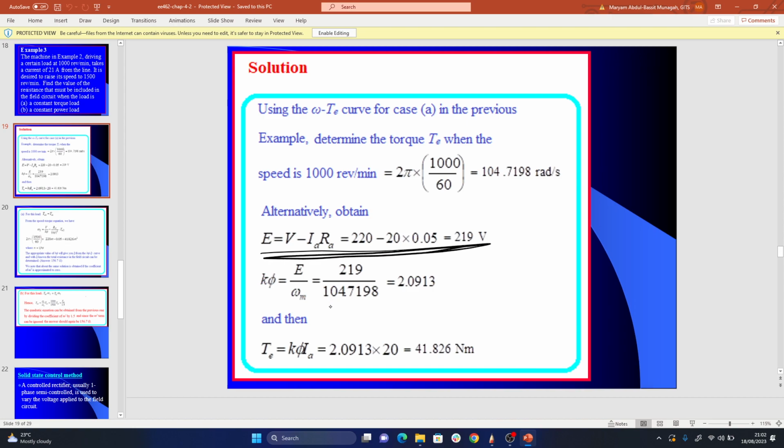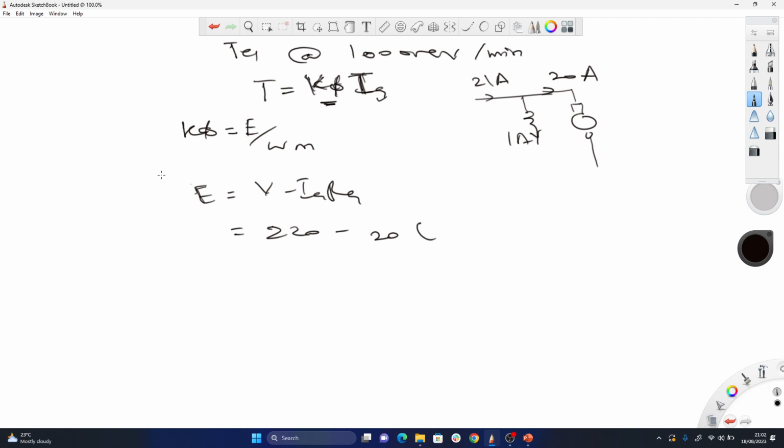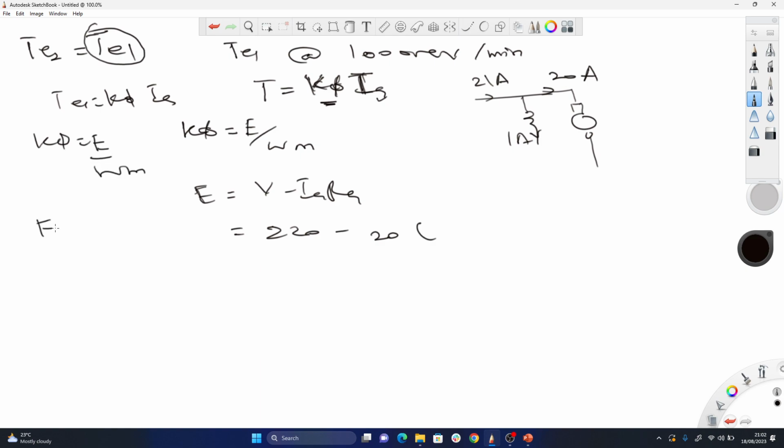Once I have my E, I can find my K phi, and once I have my K phi, I can go ahead to find my torque. So that's how the thinking process is. They say it's a constant torque load. First case, constant torque load means that TE2, the torque at the new speed, is equal to the torque at the initial speed. So first, let me find the torque at the initial speed, TE1. That torque is K phi IA. K phi is E over omega m. E is V minus IA RA. So get your E, get your K phi, get your torque. Once I have my TE1, I can find my TE2 because it's a constant torque load.